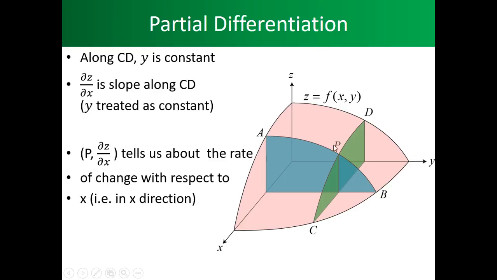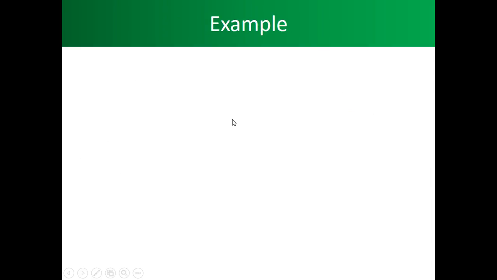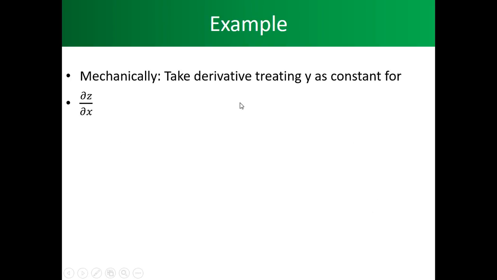So then we can look at P in relationship to z as a partial with respect to x. It tells us about the rate of change with respect to what? x. Whereas in the x direction. So as we can see, as we go from C to D, it's just changing in the x direction and also in the z direction. Okay, mechanically, take the derivative treating y as a constant.